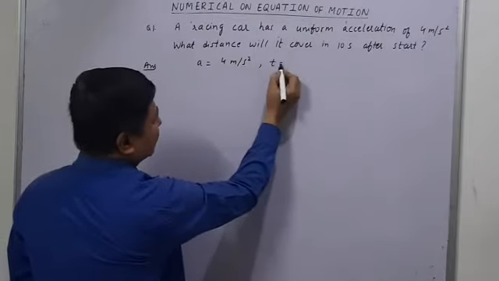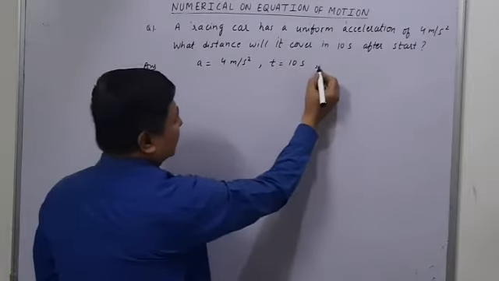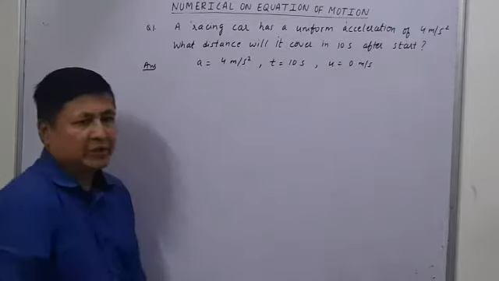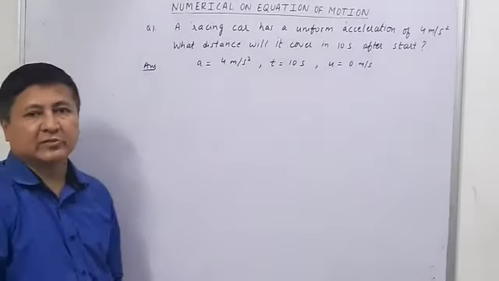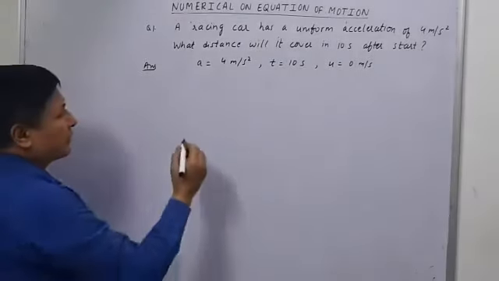So time is 10 seconds. After start means that initial velocity is 0 meter per second. Whenever an object is starting from rest, the initial velocity is 0 meter per second. Now we have to find the distance.